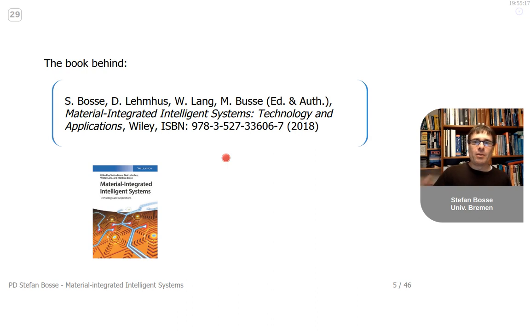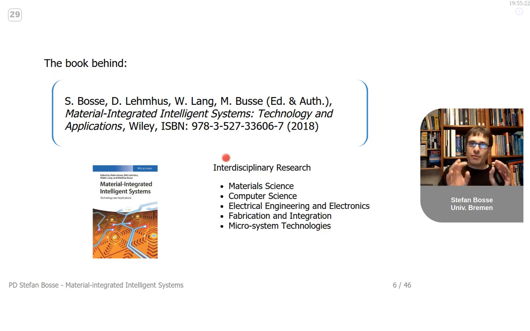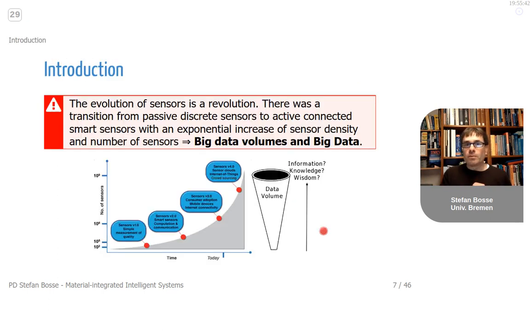But the reason why I show this book is it clearly identifies the required interdisciplinary research. That means material science, computer science, electrical engineering and electronics, fabrication and integration technologies, and microsystem technologies, and mathematics, production engineering, and so on. The evolution of sensors is revolution.